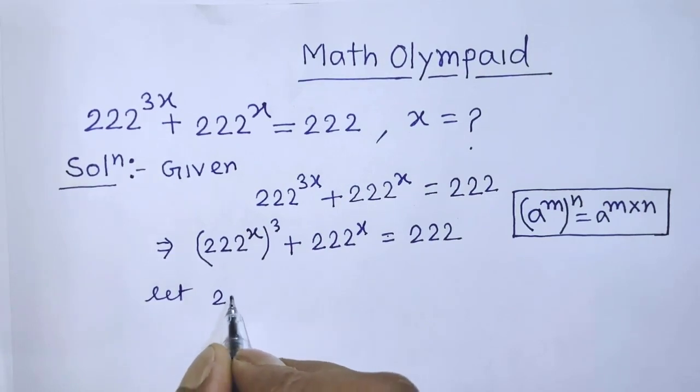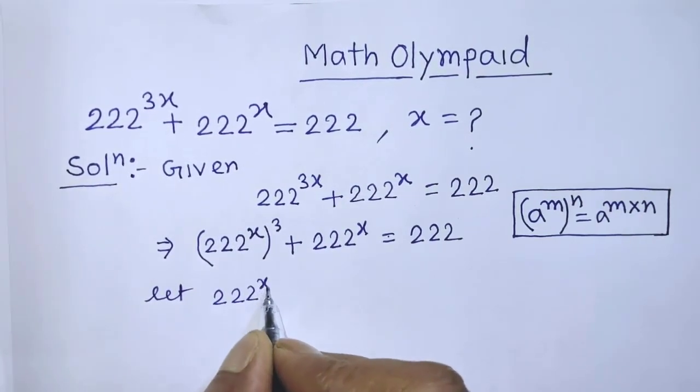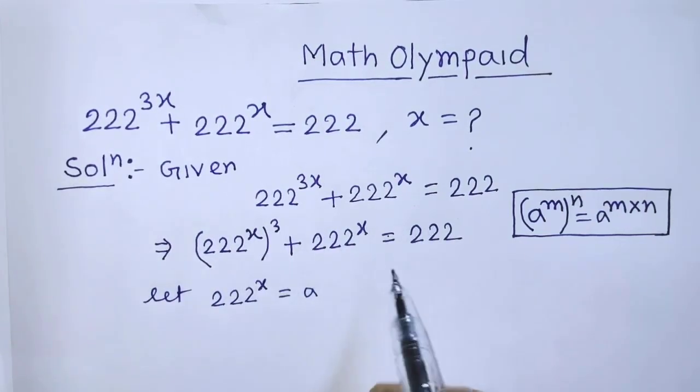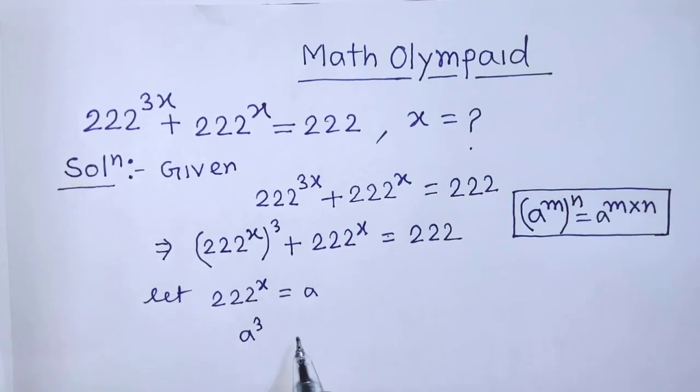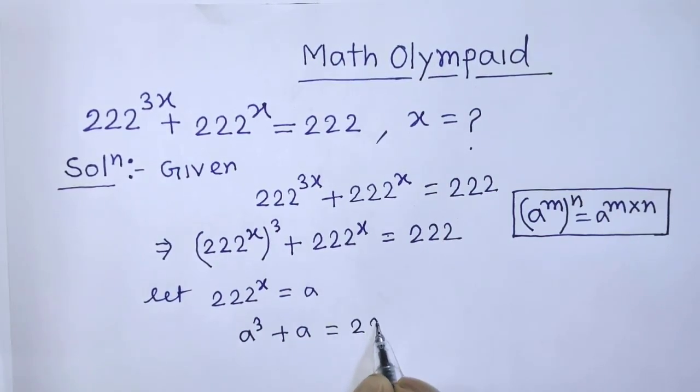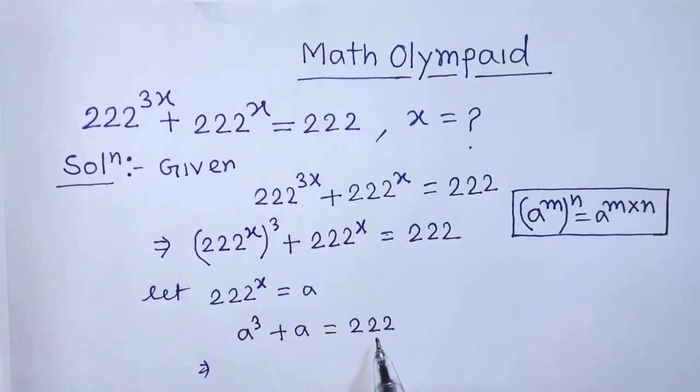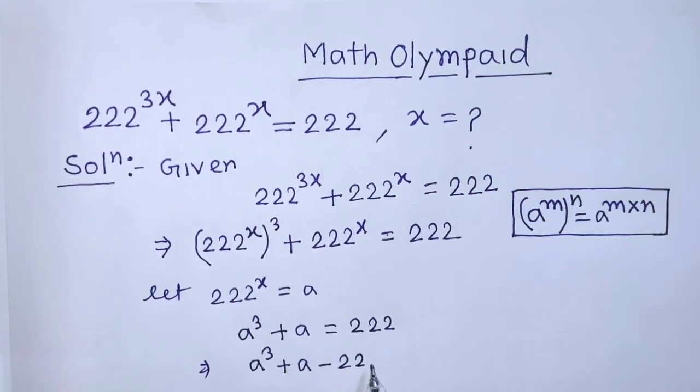Let 222^x = a. Then we can write from this equation a^3 + a = 222. Now we have to transpose 222 from the right hand side to the left hand side. Then the left hand side becomes a^3 + a - 222 = 0.